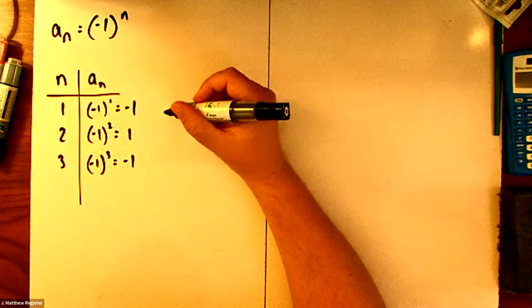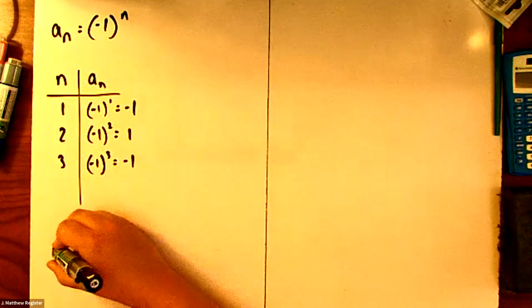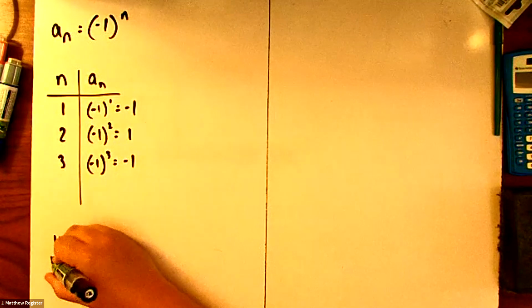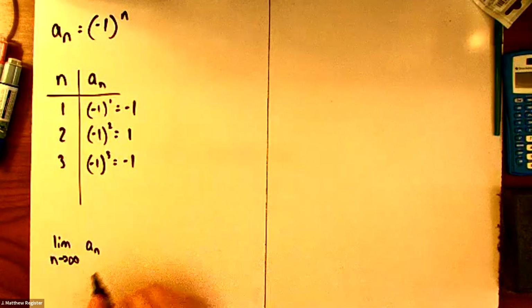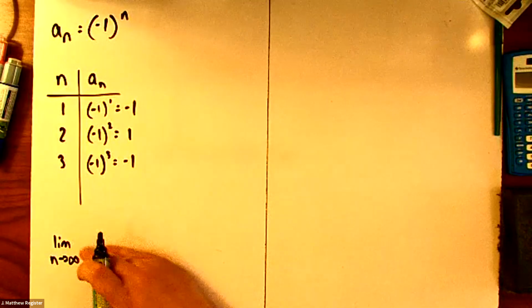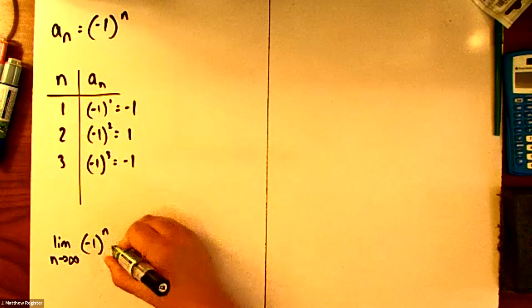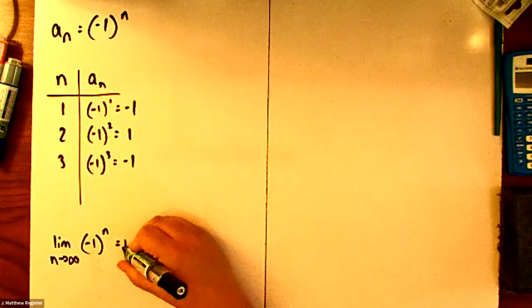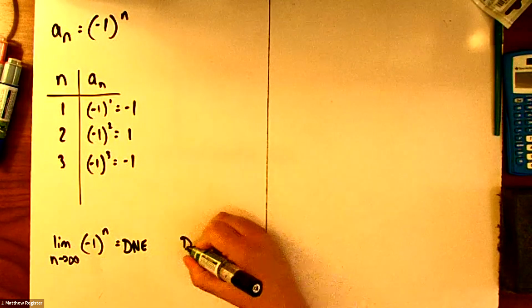And so in this case, it's not going to be approaching a single value. The limit as n goes to infinity of this sequence a sub n, which we could say is -1 to the n, does not exist. This diverges.